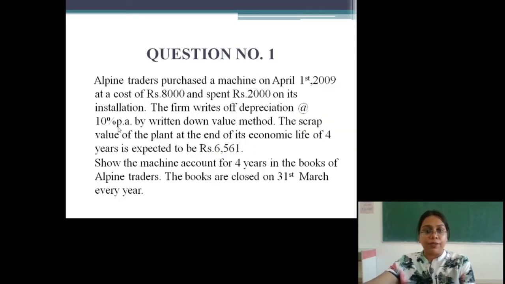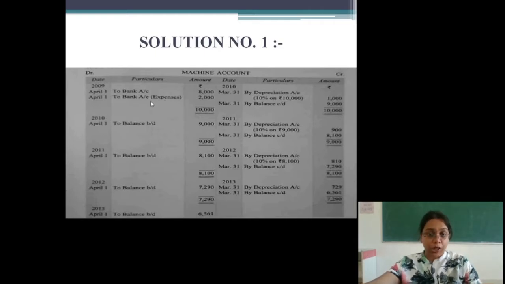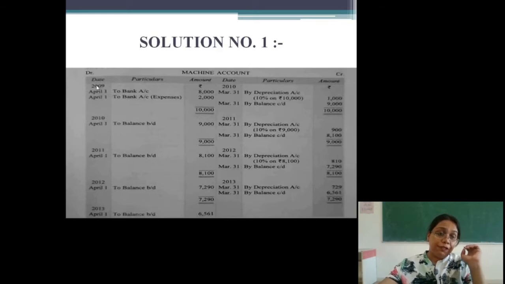On April 1st, 2009 we are spending on purchasing of the asset, that is to bank account rupees 8,000, and the other entry will be done on April 1st, that is installation charges to bank account, or you can write in brackets installation charges, that is 2,000, and the total amount will be 10,000. Now we will again depreciate the asset after 12 months, that is, if we have started the account from 2009, then we will take it to 2010.